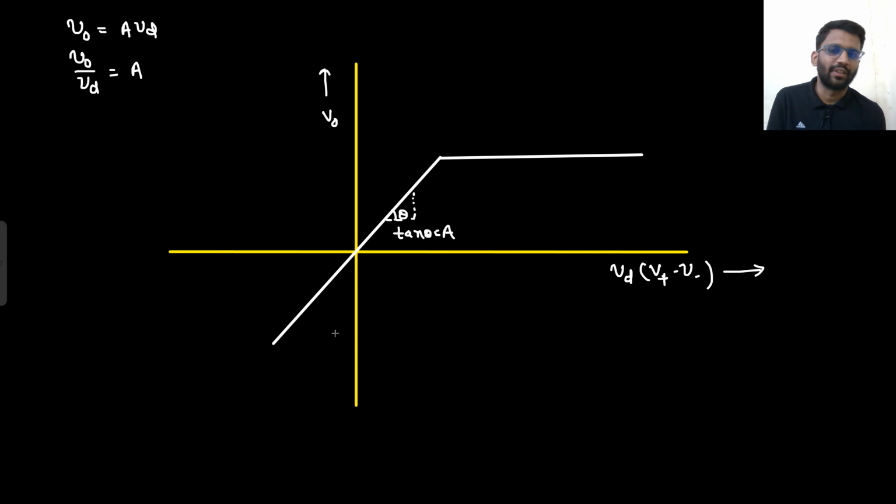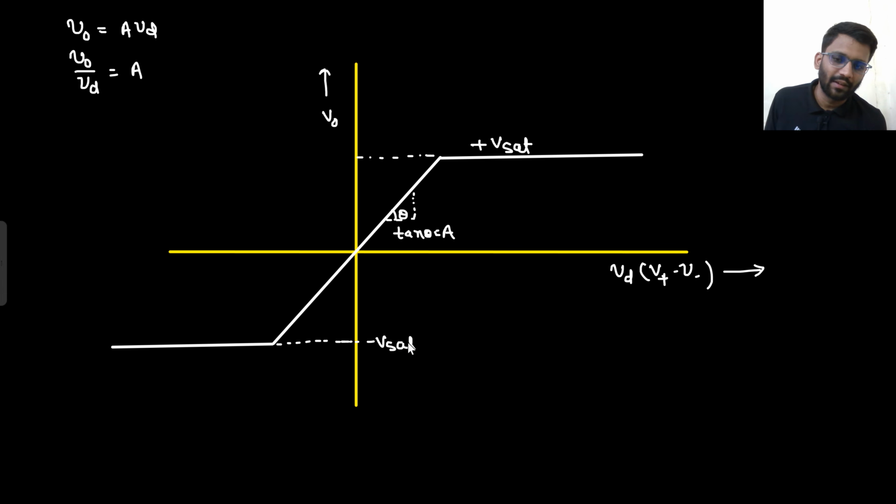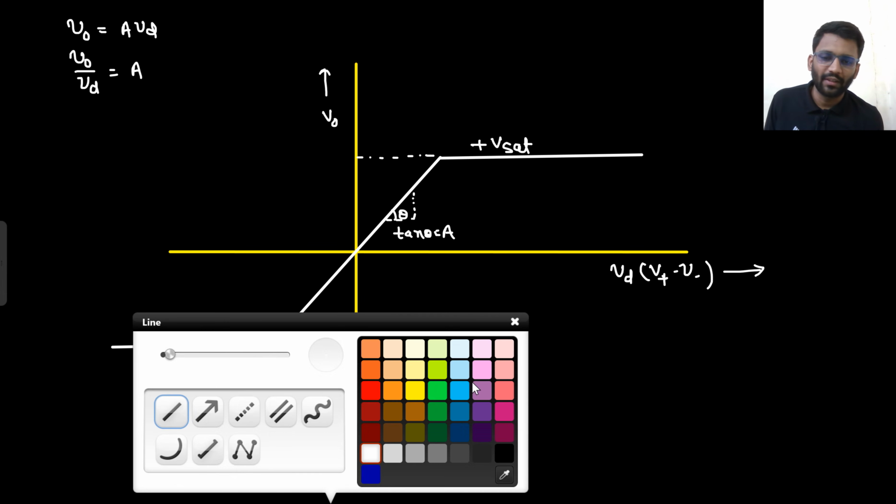That is saturation voltage, plus saturation voltage. And when your output is going down, it cannot keep on going down, it will saturate at some point. That will be minus Vsat voltage. Say yes or no. So this will be your plus Vsat, and this will be your minus Vsat, right?